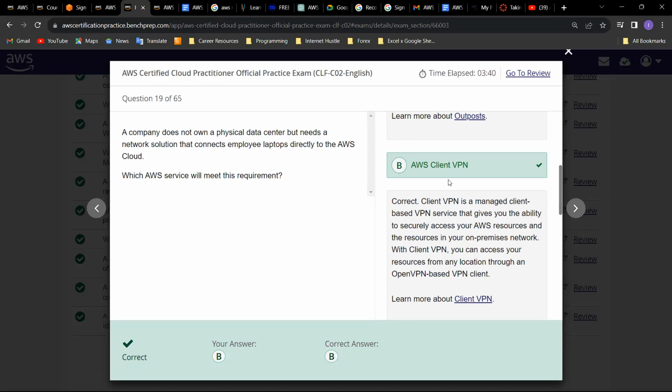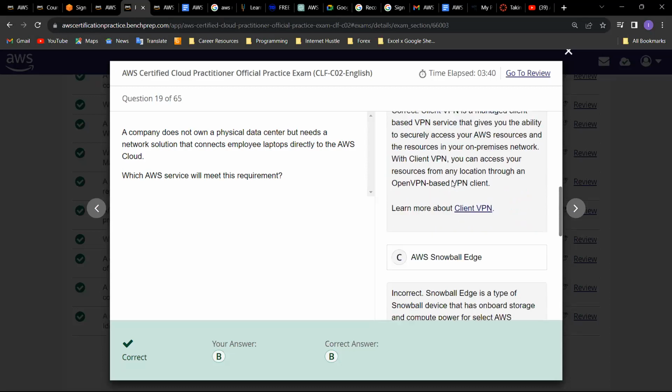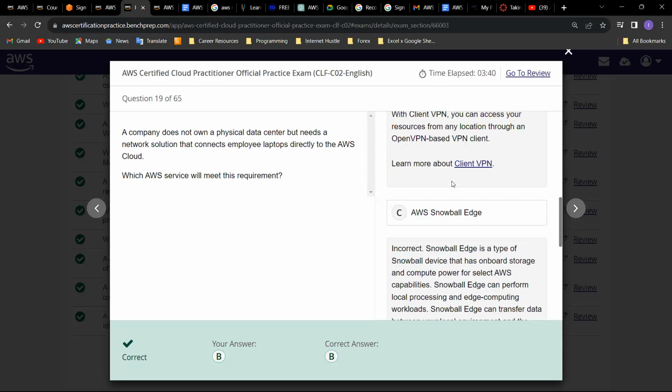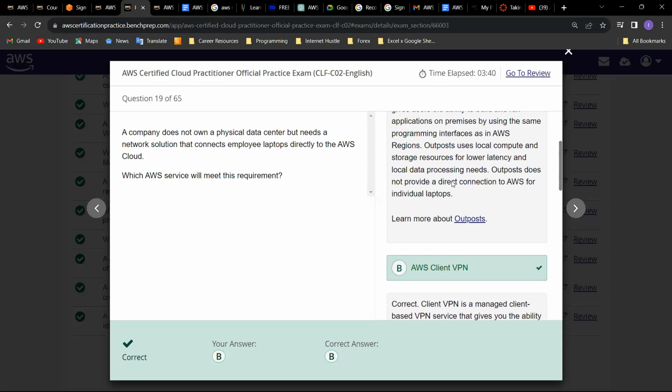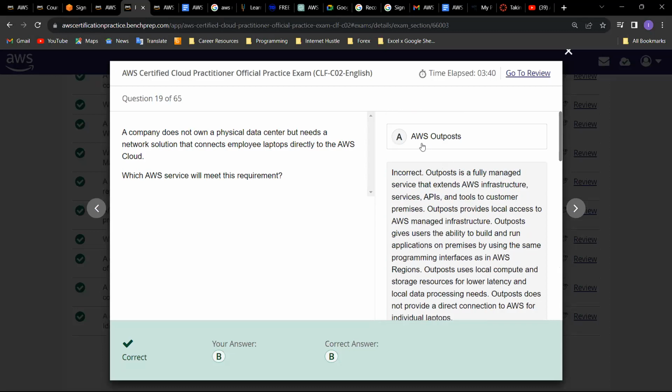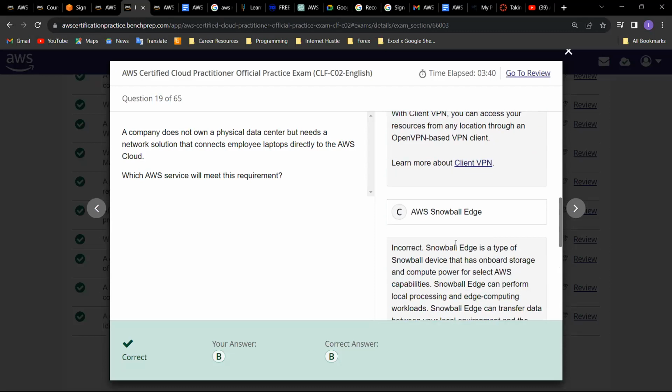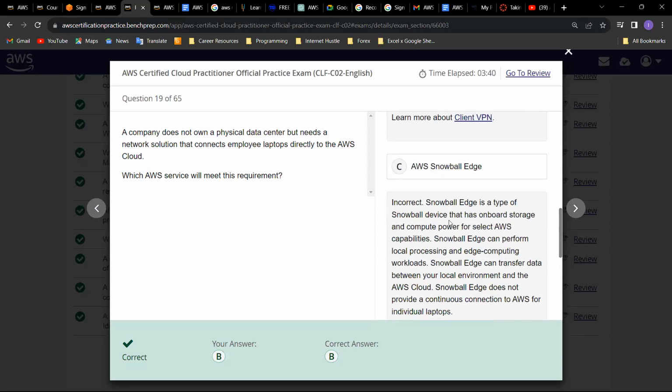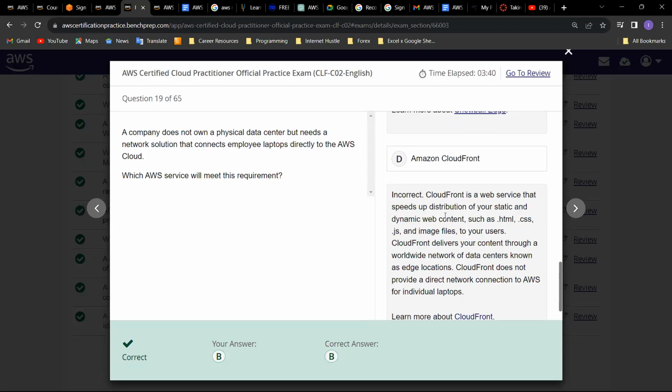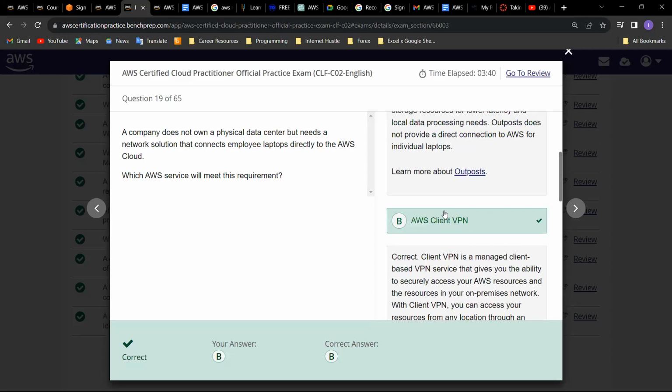I know this because there is a laptop inside there, that means it's a Client VPN. If it was host to host or server to server, then it would be AWS VPN. The other options are not it, because Outposts is a managed infrastructure service, Snowball Edge is an on-premises storage thing that is part of the Snowball family, and CloudFront is content delivery. So most definitely.